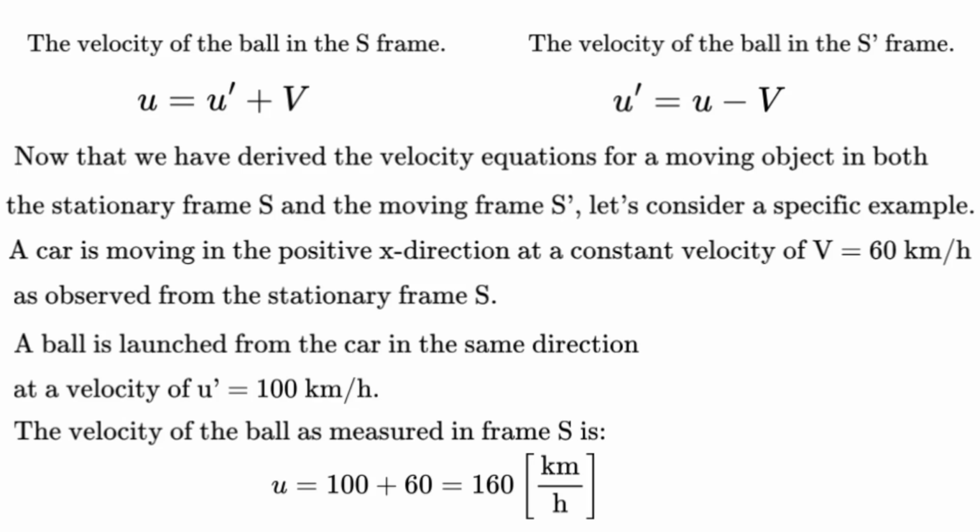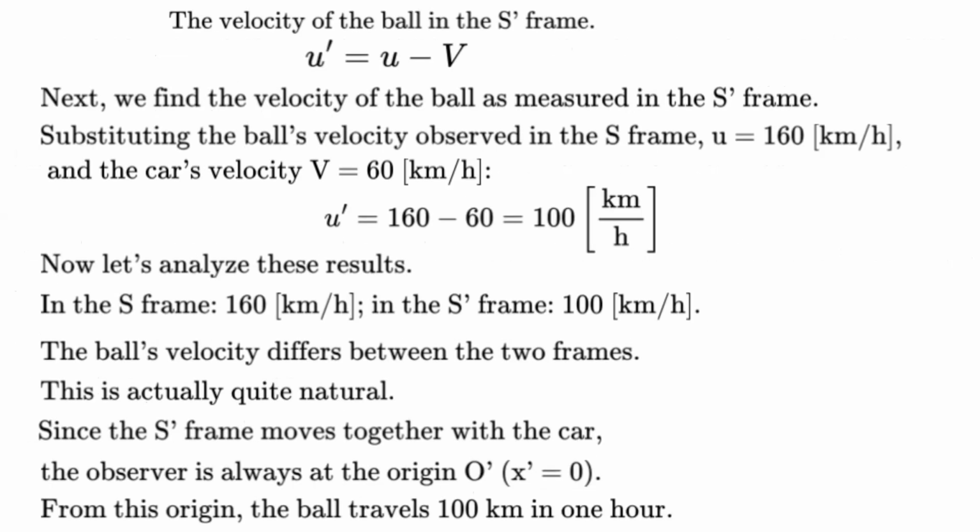Now that we have derived the velocity equations for a moving object in both the stationary frame S and the moving frame S prime, let's consider a specific example. A car is moving in the positive x direction at a constant velocity of v equals 60 kilometers per hour, as observed from the stationary frame S. A ball is launched from the car in the same direction at a velocity of u prime equals 100 kilometers per hour. The velocity of the ball as measured in frame S is u equals 100 plus 60, which gives us 160 kilometers per hour.